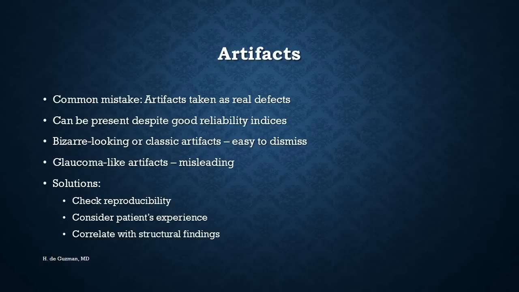Artifacts are extremely common in perimetry, and very often we can mistake them for real defects. You can have an artifact in the presence of excellent reliability indices. The bizarre looking or the classic artifacts are easy to identify as artifacts and dismiss them, but sometimes you have artifacts that kind of look like glaucoma, so these are the ones that can be very misleading. So we need to check reproducibility, consider the patient's experience of doing visual fields, and always correlate with the structural findings.